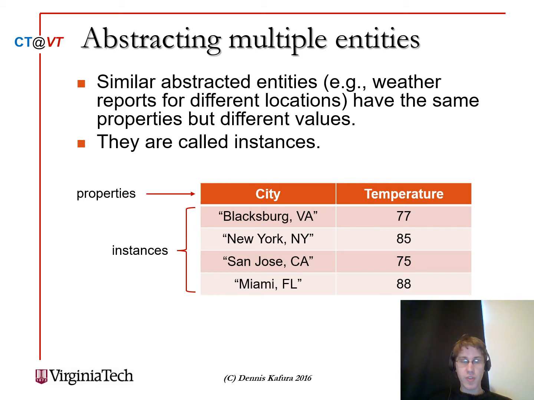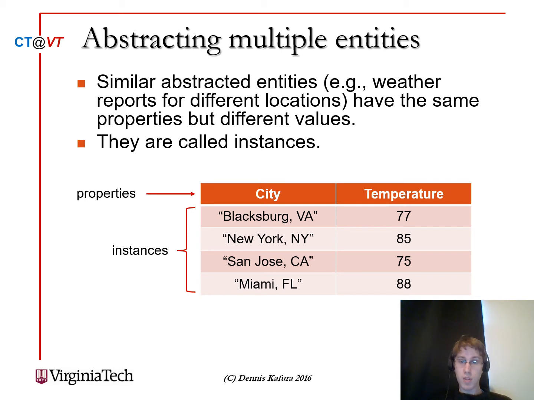Frequently, when we look at abstraction, we see that they have properties, and that they also have instances of those abstractions. In the case given here, we have an abstraction of weather. We say that a weather has a city and a temperature, and that pair of city and temperature has many instances. So right now in Blacksburg, Virginia, it could be 77 degrees. Or more accurately, something like 32 degrees or colder. New York City has 85 degrees, San Jose, California has 75 degrees, Miami, Florida has 88 degrees. All of these are instances of our abstraction.